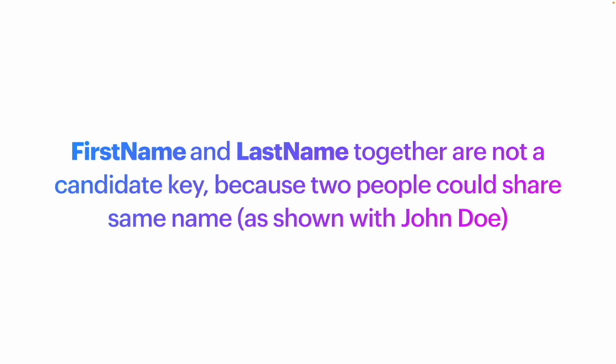First name and last name together are not a candidate key because two people could share the same name. It's very common that two people have the same name, like John Doe, or other names like Shahrukh Khan, Imran, or Irfan. These are very common names, and you can find many people with them, like Pooja Kumari, again a very common name in India. So name cannot be used as a candidate key.